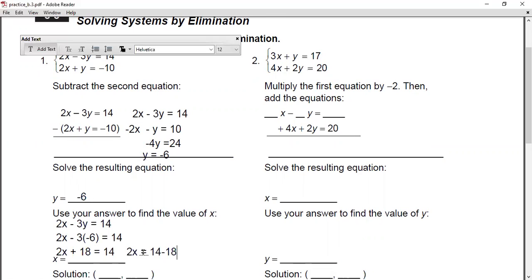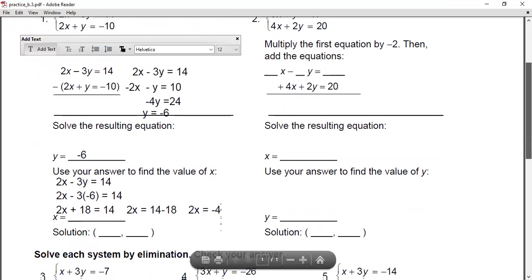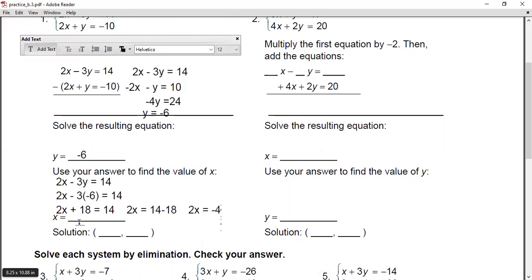14 minus 18, which is going to be 2x, is going to be equal to how much? Negative 4. Right? 14 minus 18 will give you a negative 4. Okay, now x is going to be how much? X is going to be negative 4 divided by 2, which is going to give you x is equal to negative 2. So the value of x is going to be negative 2.